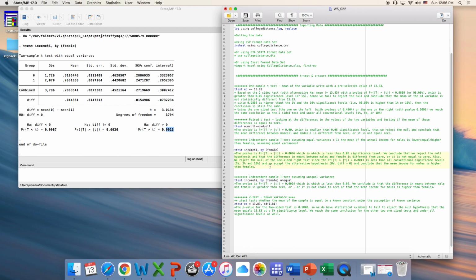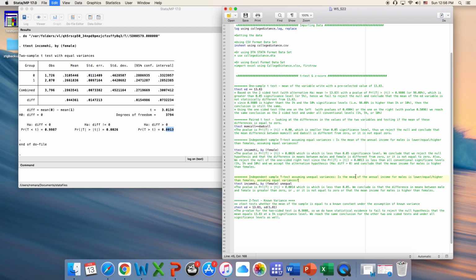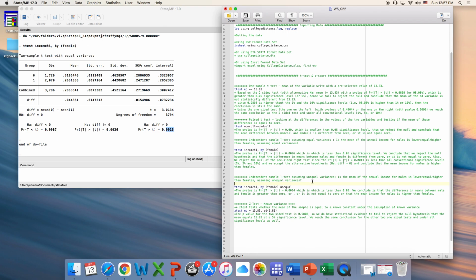What if you have the same question? Like this, let me copy paste the question and change the assumption of the variance. Is the mean of the annual income for males lower, equal, higher than females, assuming, I'm going to change this, unequal variance? So this is the other test. The only difference is you go here and you add the word unequal. And when you run it, we interpret the results the same way.